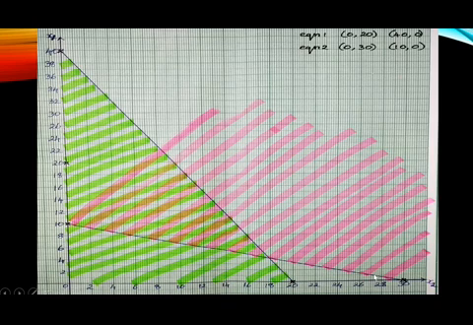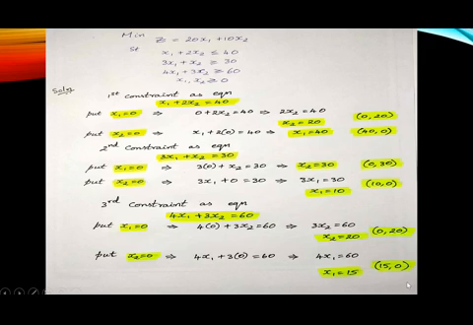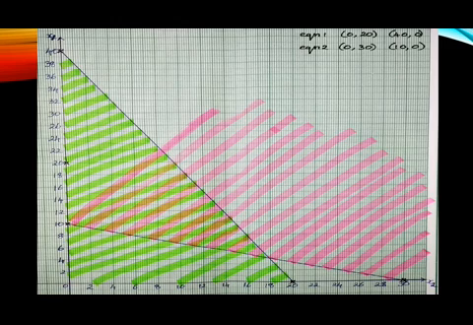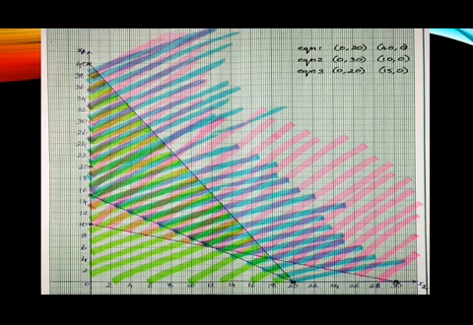Now I join them with a straight line, and here the constraint is greater than equal to type. So I am supposed to shade the above region or the right side of the line. The above region of the line is shaded. Now consider the third constraint.